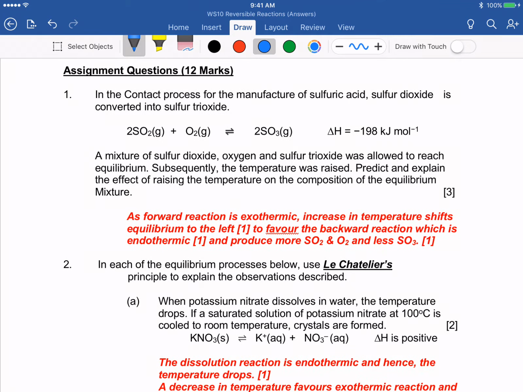A mixture of SO2, O2, and SO3 was allowed to reach equilibrium. Subsequently, the temperature was raised. This is about temperature, so we increase temperature. How does it affect the composition of the equilibrium mixture? So first, we must note delta H is negative. This tells us that it is exothermic. Okay, if it's exothermic, does it take in or give out heat? It means that it gives out heat.